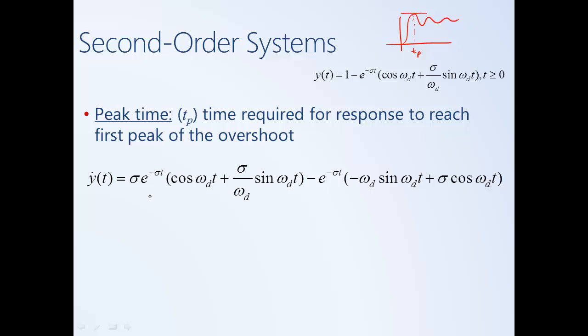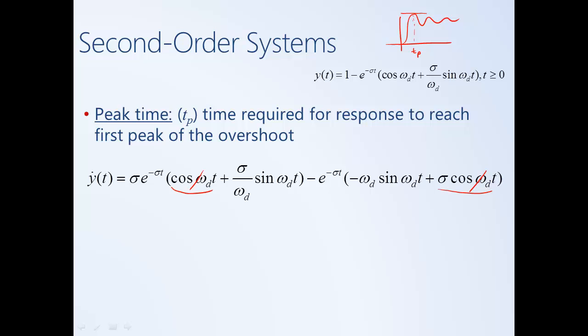This is the derivative of negative e to the negative sigma t. This is the second function. This is the first function. And then this is the derivative of cosine omega dt. And this is the derivative of sigma over omega d times sine omega dt. Looking at this term, when we distribute sigma e to the minus sigma t times cosine, it is equal but of opposite sign to what we have over here when we distribute the negative e to the minus sigma t, multiplying the sigma times cosine omega dt. So when we sum those two, they sum to 0.